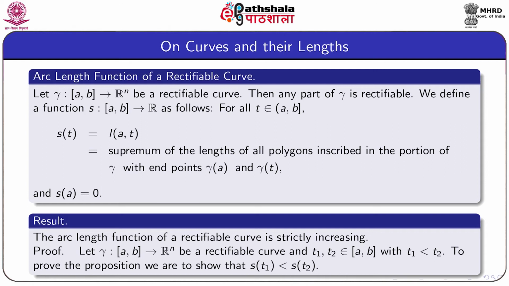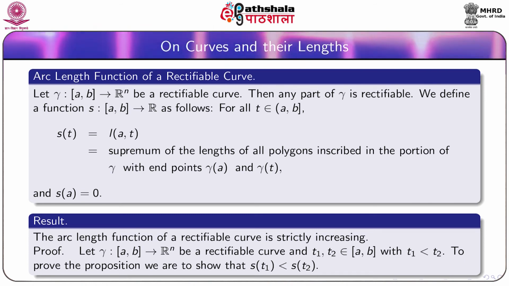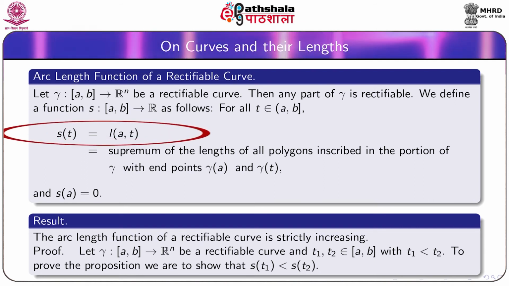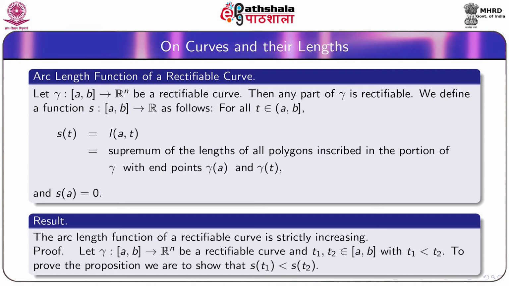Now, the arc length function of a rectifiable curve. Let gamma from [a,b] to R^n be a rectifiable curve. Then any part of gamma is also rectifiable. We define a function s from the bounded closed interval [a,b] to R as follows. For every t in (a,b], s(t) equals L_at, which equals the supremum of the length of all polygons inscribed in the portion of gamma with endpoints gamma(a) and gamma(t), and s(a) is defined to be 0.